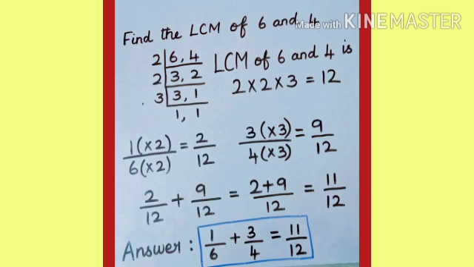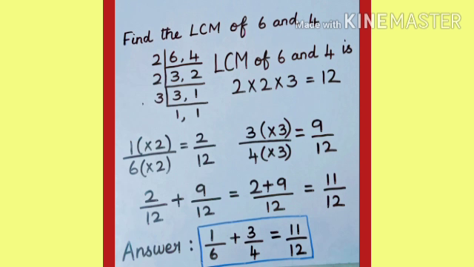Similarly, we are going to change 3 by 4 to its equivalent fraction having the denominator as 12. So I should multiply it by 3. So start multiplying it by 3 on the numerator and denominator. 3 by 4 is now multiplied by 3 to get the answer as 9 by 12.